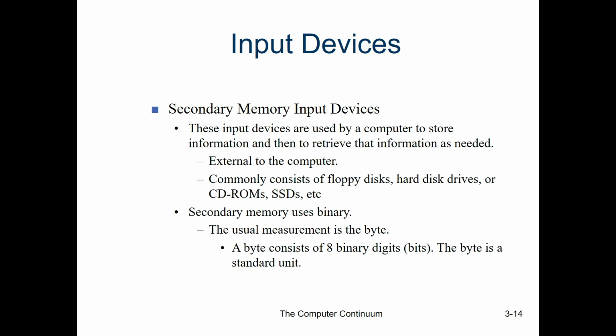All right, then we have secondary memory as well. These devices are used by the computer to store information and then retrieve that information as needed. So there are basically two types of memory: one is primary memory and the second is secondary memory. What is the difference between these two? The basic difference is that primary memory is non-permanent, like RAM. RAM is primary memory.